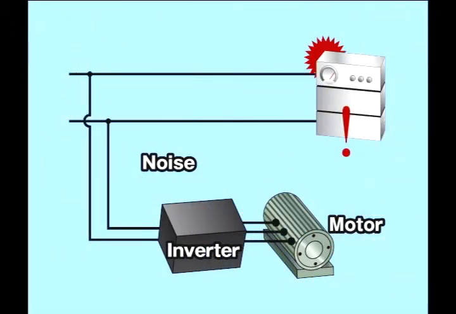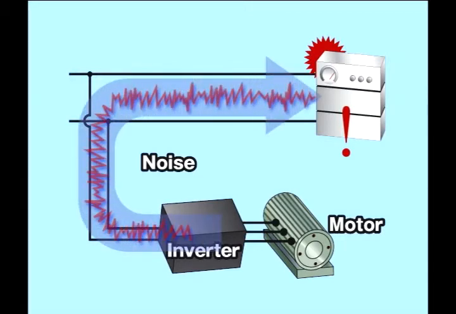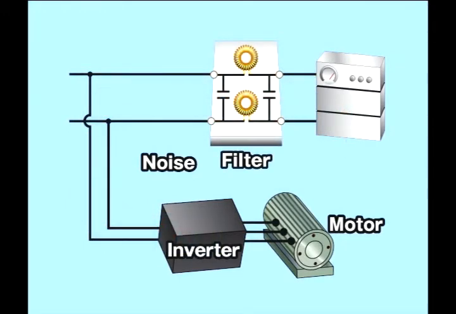Some electrical equipment generates electrical noise, known as noise. If precision equipment like a temperature measuring device is electrically connected to electrical equipment generating noise, it may not function properly. To avoid this problem, an inductor may be used as a noise filter.